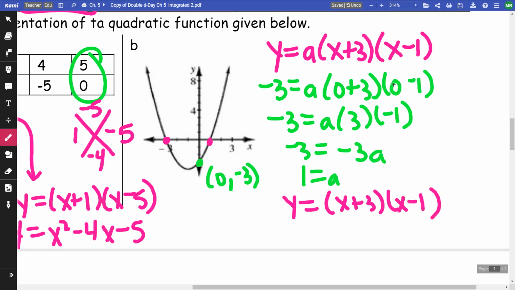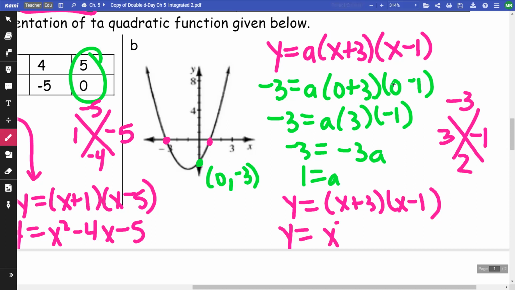And then if I was to multiply that out, again, I can do a box, or I can really think about these being the sides, 3 and a -1, that multiplies to -3 and adds to a 2. So I can also write this as x squared plus 2x minus 3.